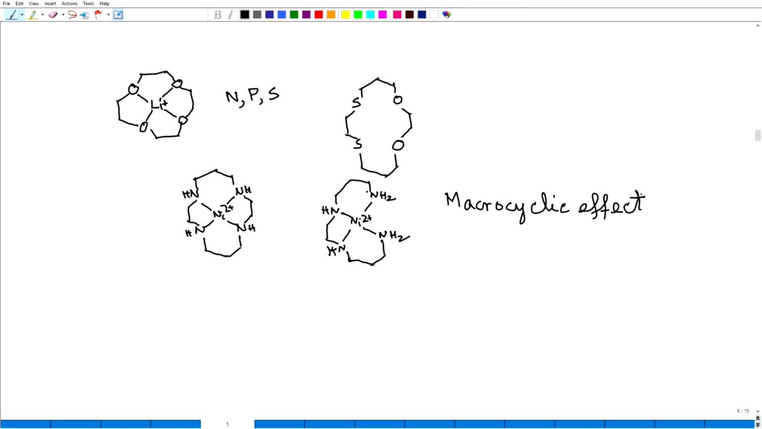So, their extra stability is thermodynamically much stronger. This compound is extra stable compared to this compound, although they are structurally similar. This is the acyclic analog. So, the macrocyclic effect is the extra stability. Why? See, in this delta G, it has both thermodynamic stability and kinetic stability. Let me explain.